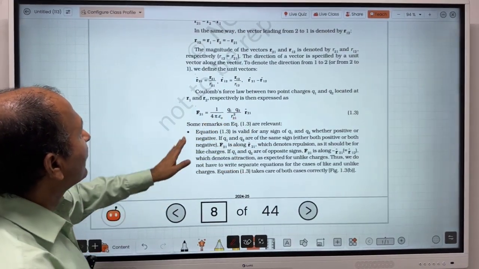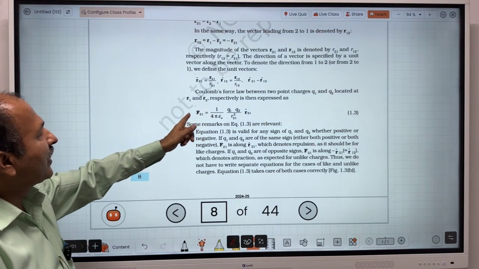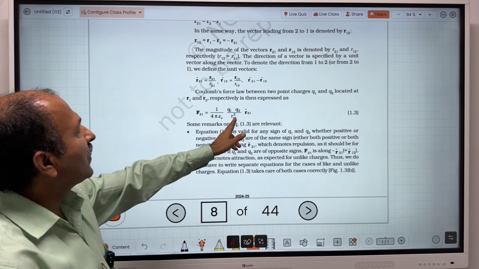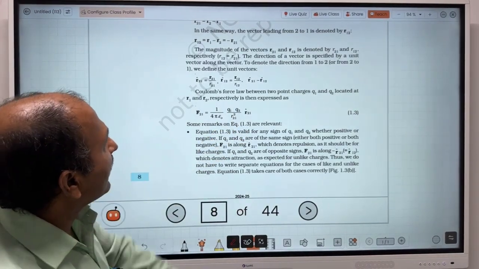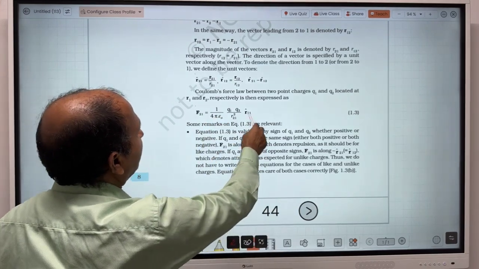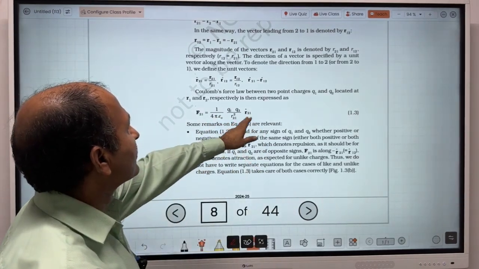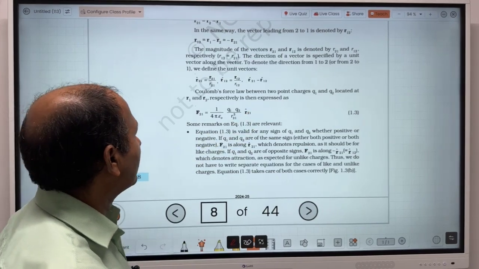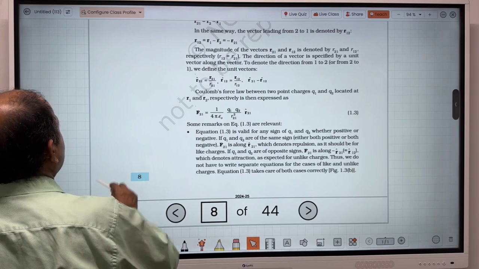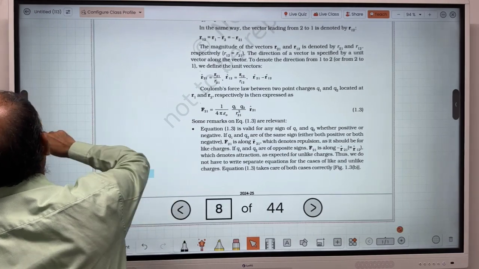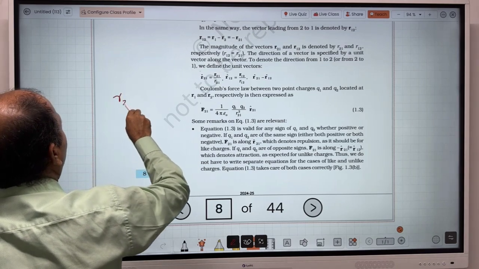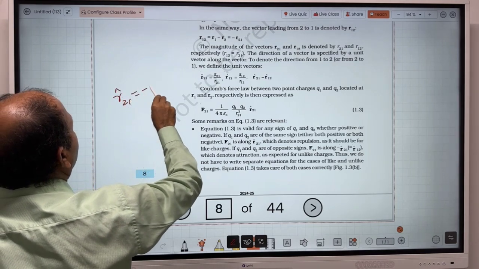R21. Similarly, if you change the subscript and keep F12 here, then this distance will be R12 square, although R12 square and R21 square are the same thing. Only the unit vector will change its direction. So you will write R12 cap, and no other changes are there. But you must notice that unit vector R21 must be opposite of R12.